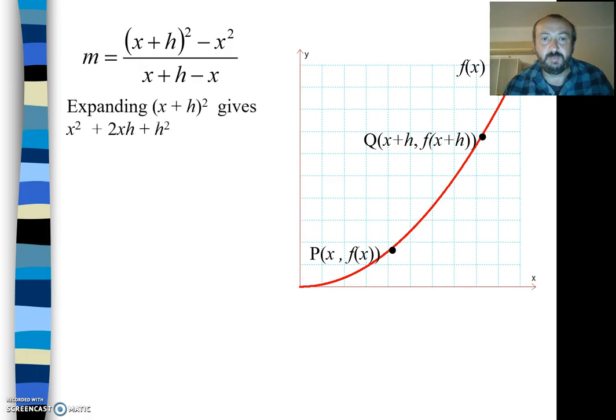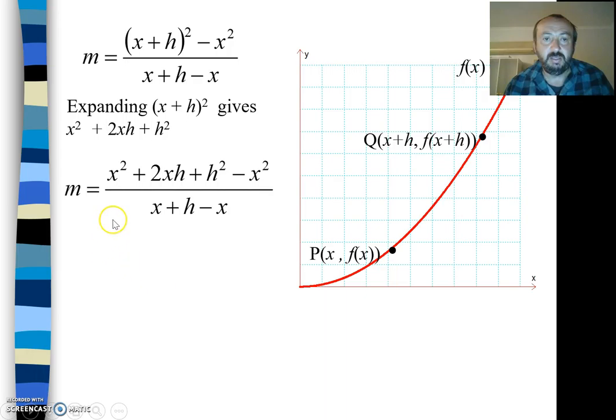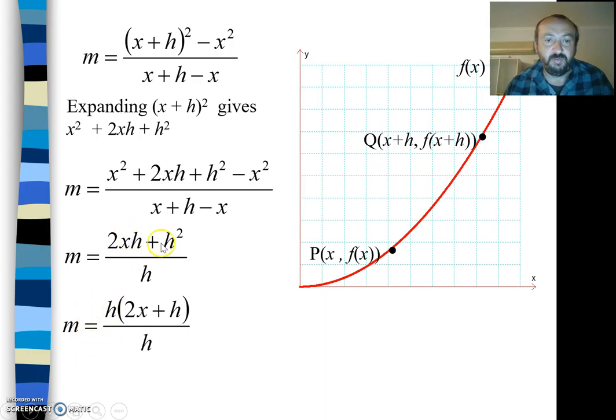So if we expand that, we get x squared plus 2xh plus h squared, minus x squared, on x plus h minus x. So that's the slope of our secant, and it comes to this. And if you can see, there's a common factor of h here, and that's going to cancel out. So m equals 2x plus h.